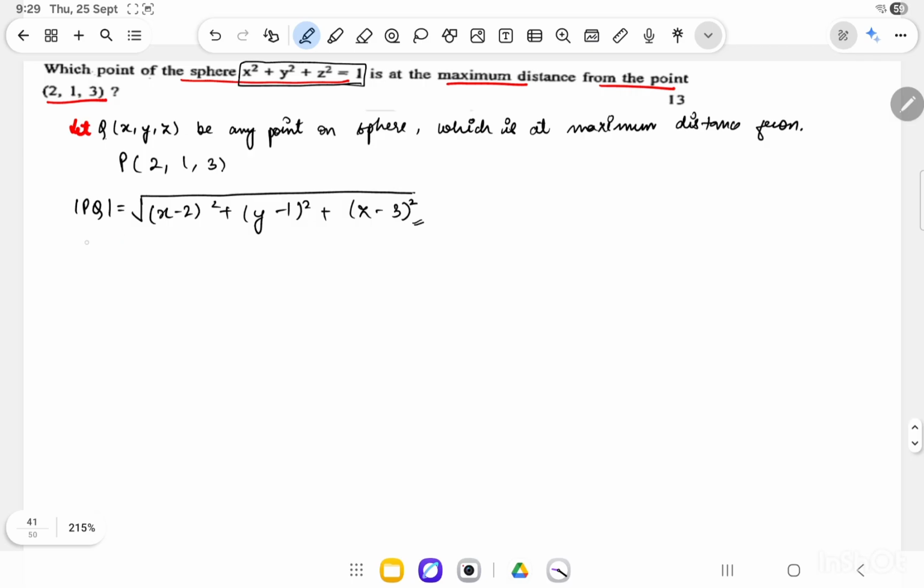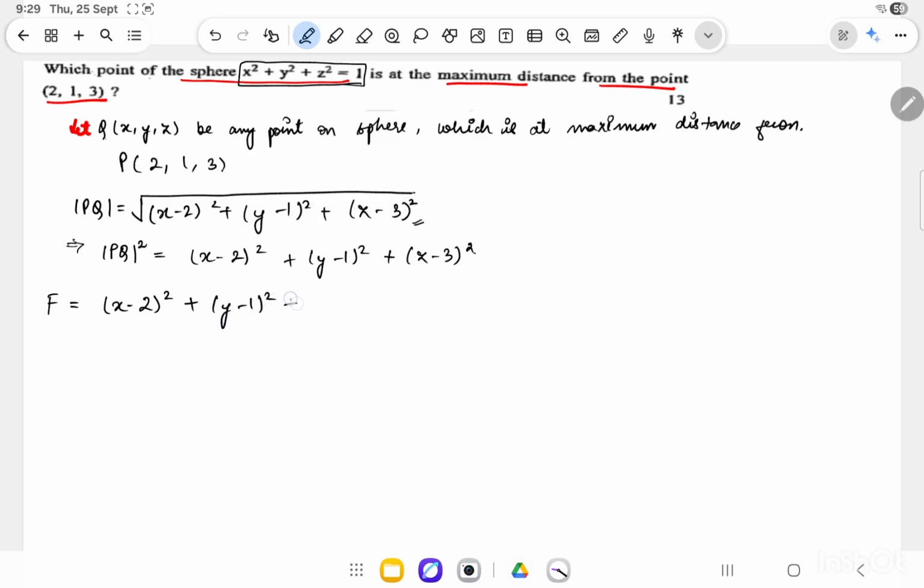Maximizing this distance is the same thing as maximizing the square of the distance, that is (x minus 2) square plus (y minus 1) square plus (z minus 3) square. So let's define our function capital F. That will be (x minus 2) square plus (y minus 1) square plus (z minus 3) square plus lambda times (x square plus y square plus z square minus 1).